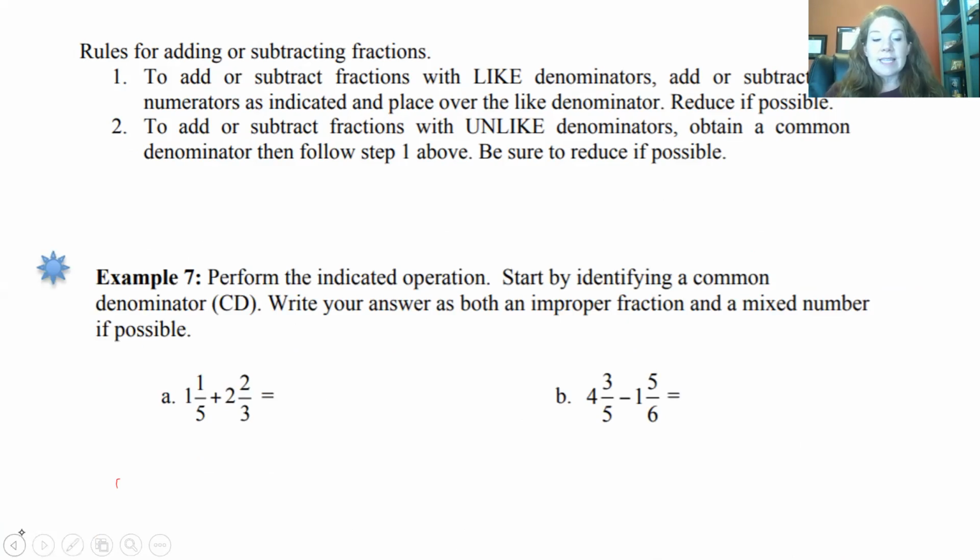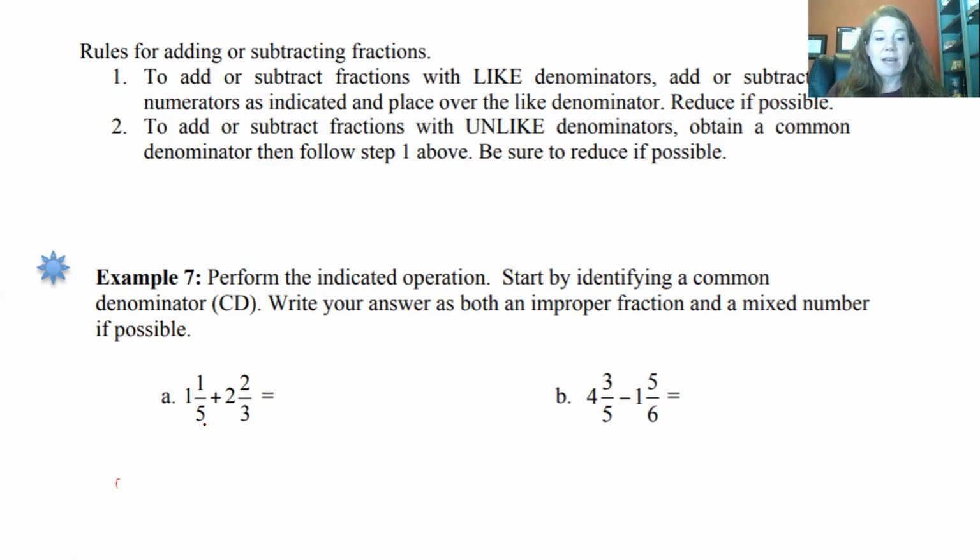Now here, these both are mixed numbers, and it wants us to add letter A and subtract letter B. So just like we did earlier, we have to find a common denominator. Before you add mixed numbers, though, you do want to change them into improper fractions. So remember how we do that? We kind of go around the world.